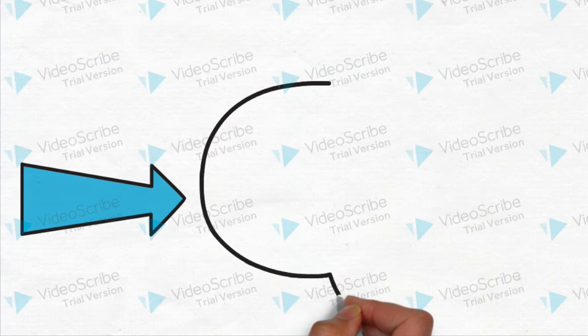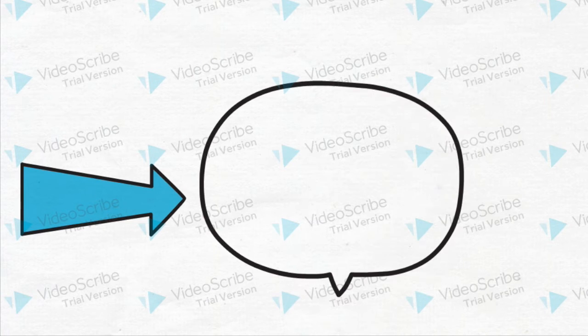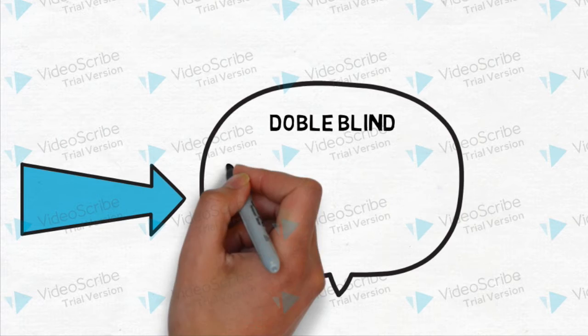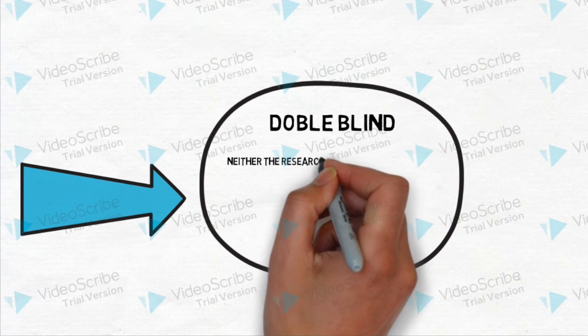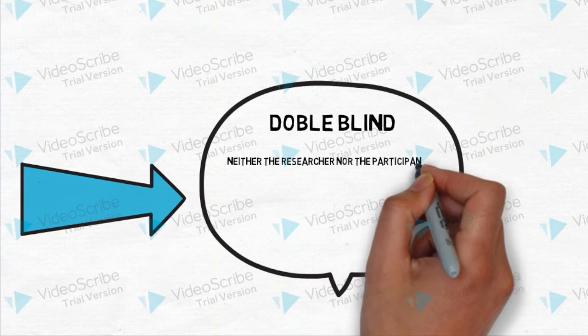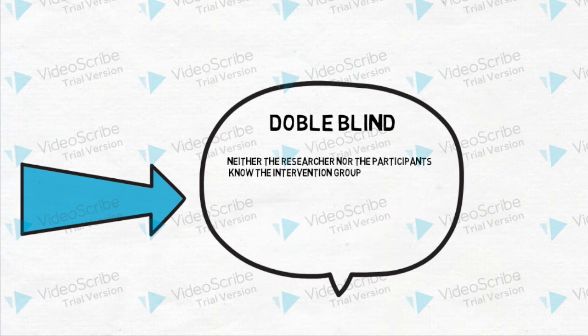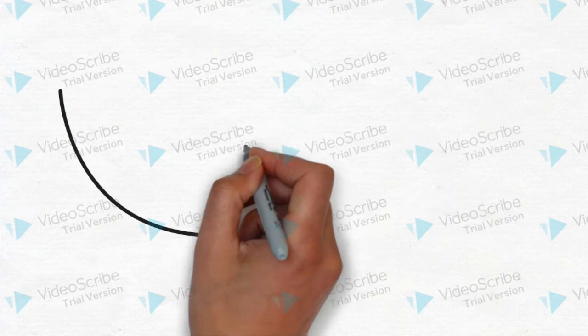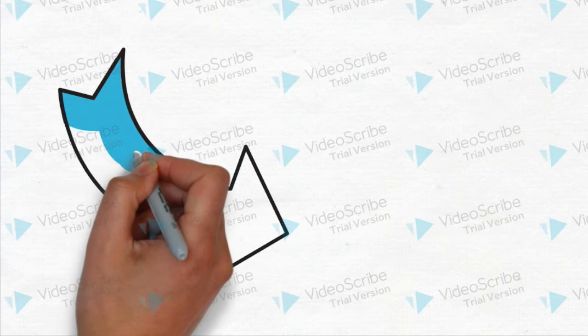The treatment assignment is done by any randomization method. The ideal one is the double-blind placebo-controlled trial. In this method, neither the researcher nor the participants know the group. It helps us to minimize the selection bias and the measurement bias.